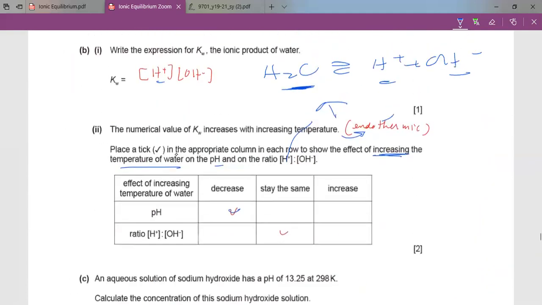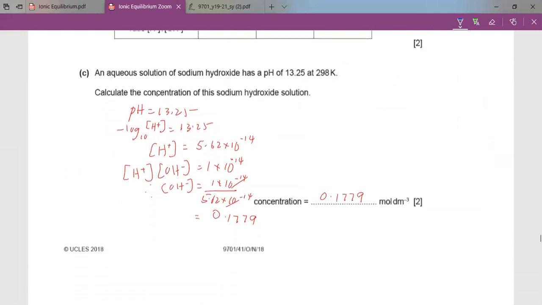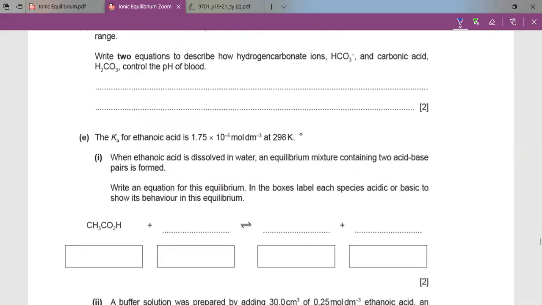Of course, then they ask you, a solution of sodium hydroxide has pH of one here. How do you work this out? It's very simple, you just go backwards. pH equals minus log of H plus, so you anti-log it, then use your Kw and find the OH minus here. Because this pH is of your H plus, the other part, your OH minus, comes from your Kw. So this is the answer.